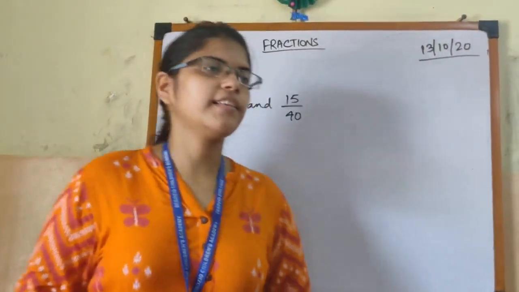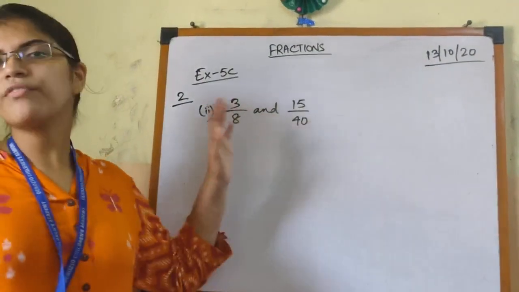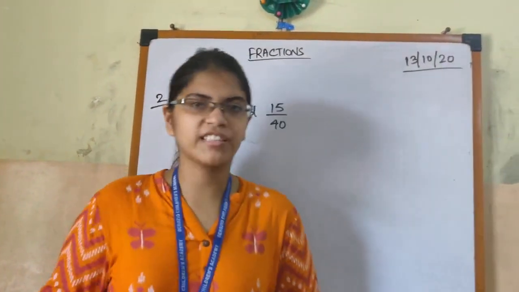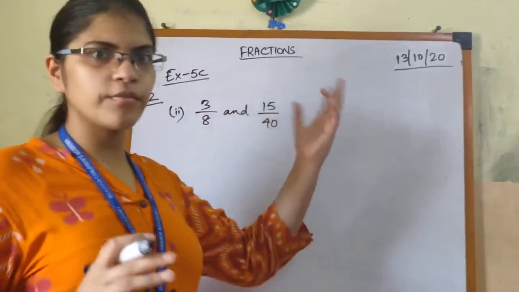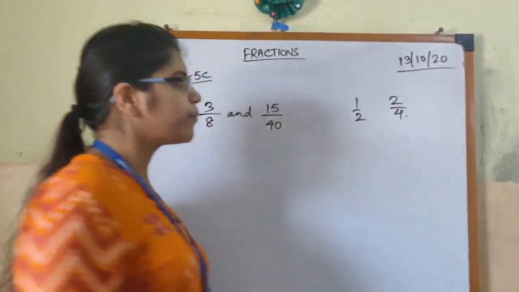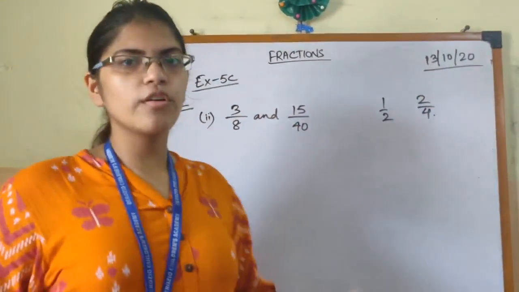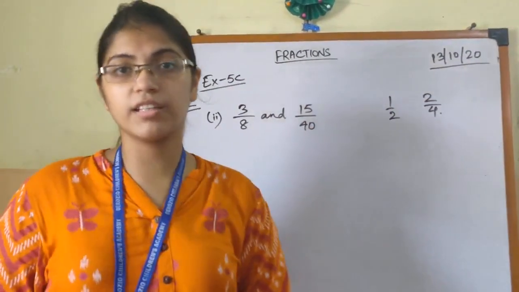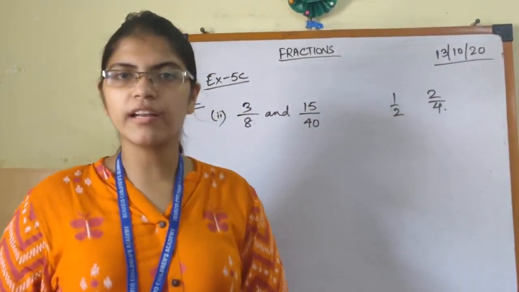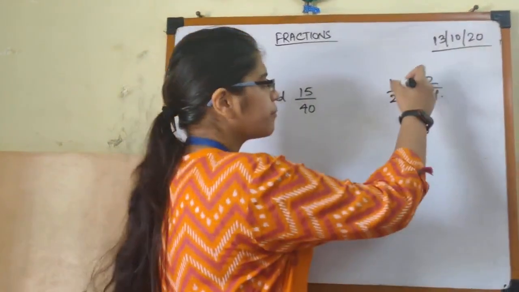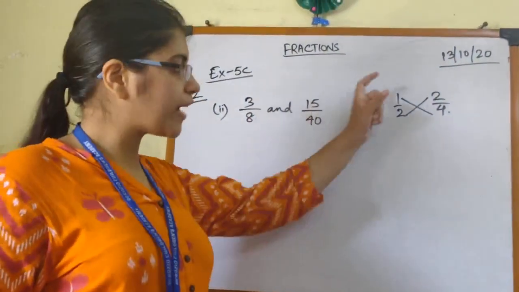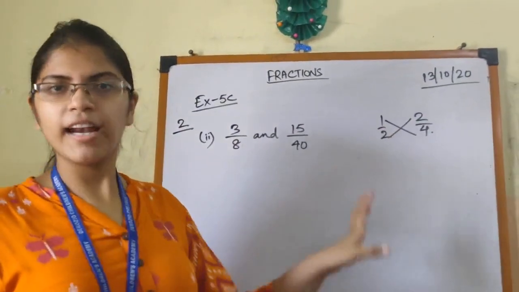Now the next question, sum number 2, says: which of the following pairs are equivalent fractions? Always remember, we have learned that 1 by 2 and 2 by 4 are both equivalent fractions. Whenever you have a pair of fractions and you have to find out whether they are equivalent, what will you do? You will simply cross multiply them, and if you get the same result, then they are equivalent.